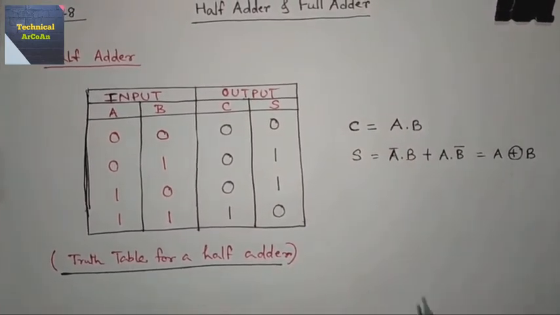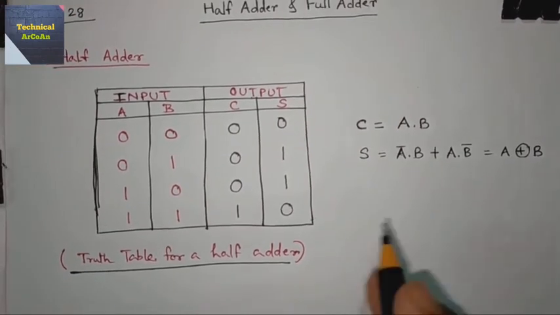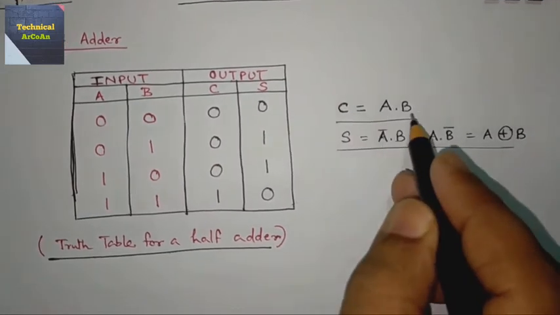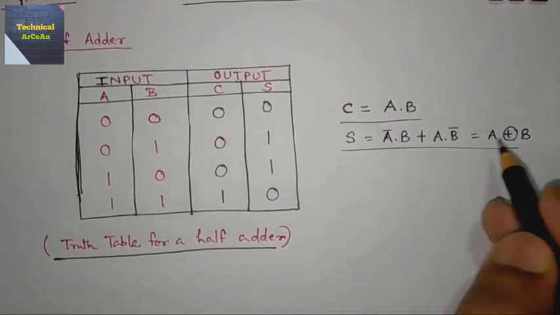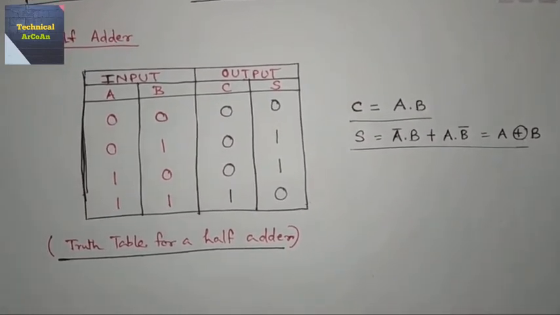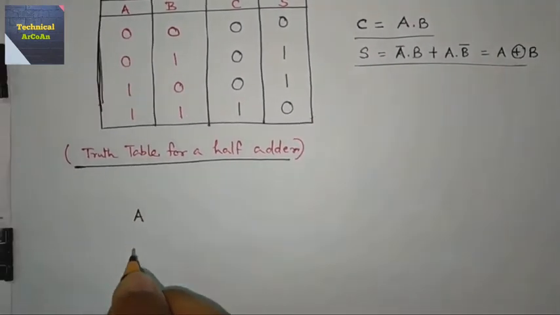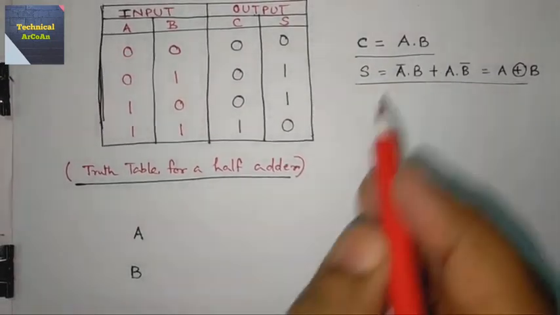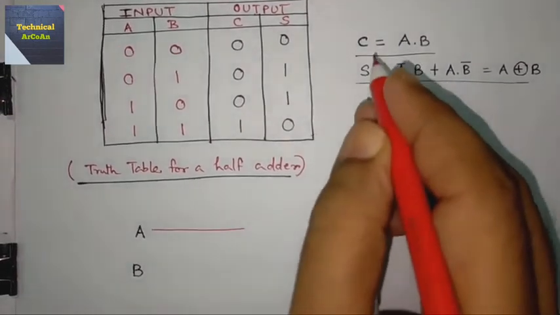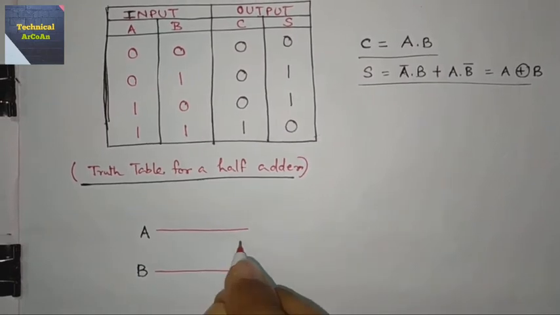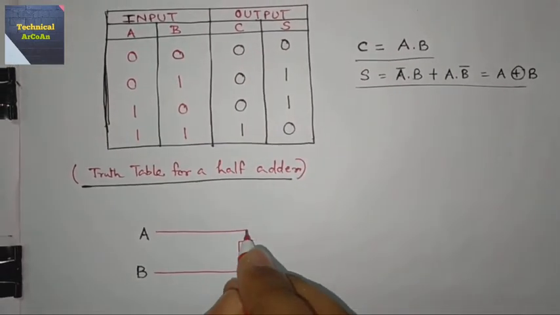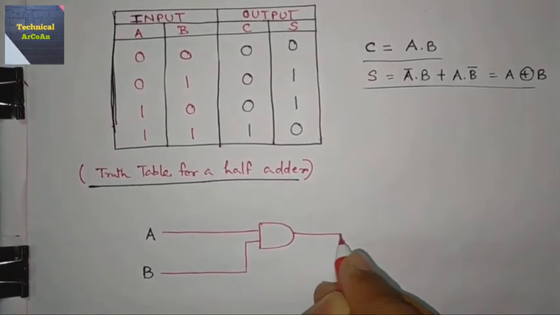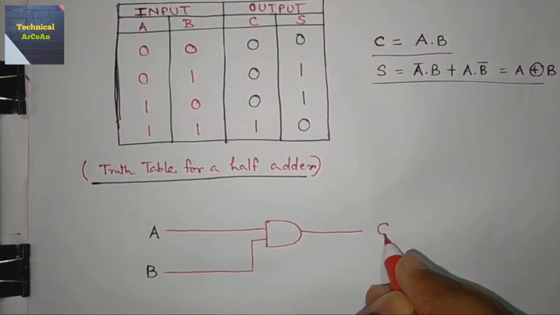Now if we draw the logic diagram of the half adder from these two functions, C equal to A dot B and S equal to A XOR B, there are two inputs, A and B. At first we find the output for carry, A dot B. Dot means AND operation, so it should be an AND gate, and this will be your C.